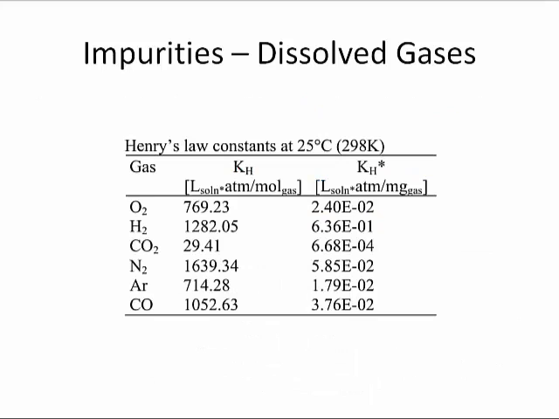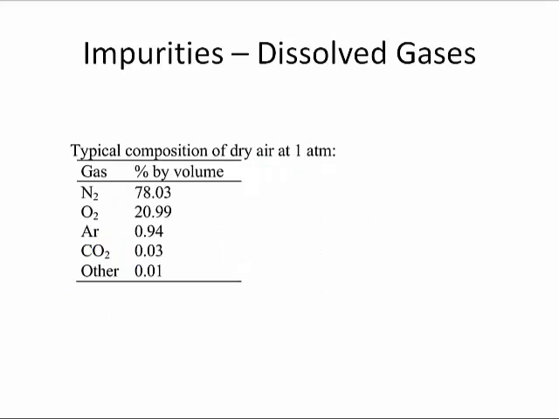This is a table from your textbook of common Henry's law constants that we will work with. All of these constituents are common in air, and you'll see that the Henry's law constant can be written with two different units. This one is in terms of moles, and this one is in terms of milligrams. You can pick either of these Henry's law constants that are convenient for unit conversions. The typical composition of dry air at 1 atmosphere is 78% nitrogen, 21% oxygen, and just 0.03% carbon dioxide.